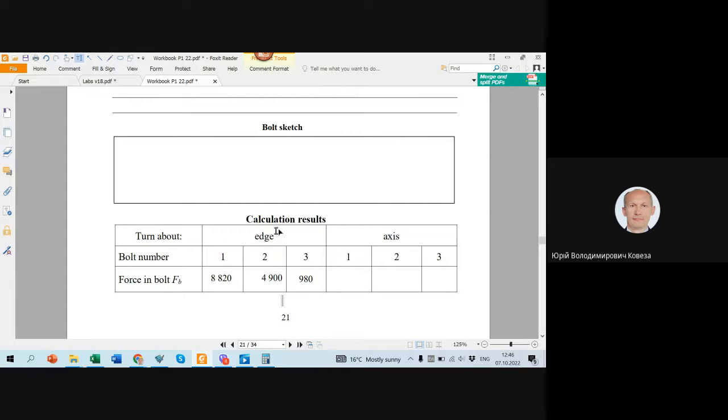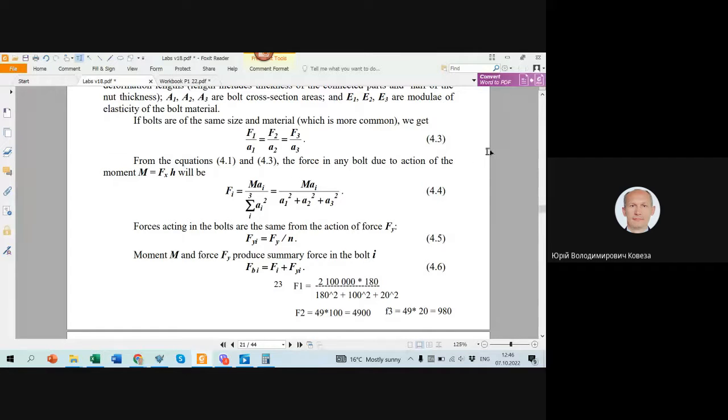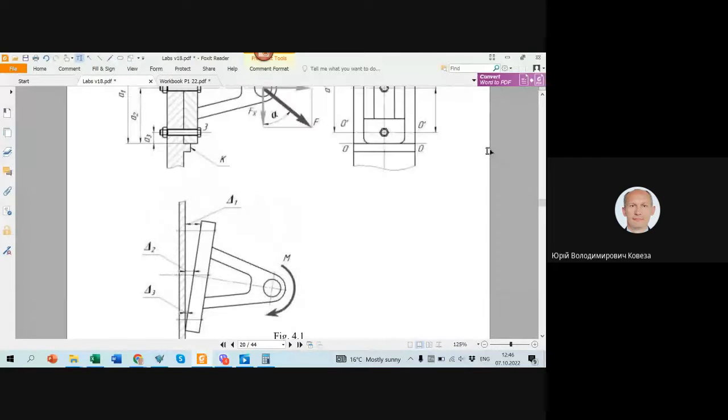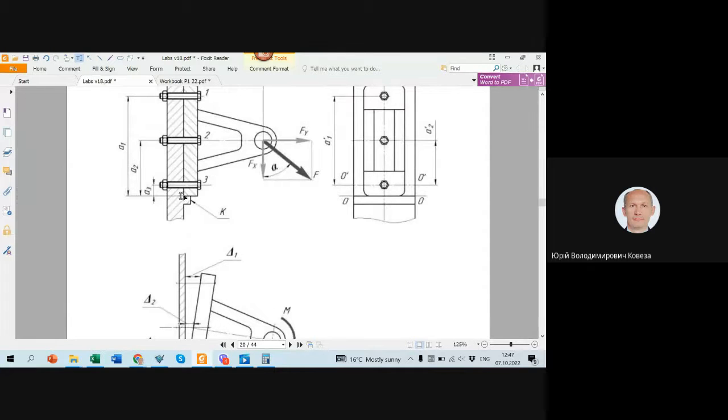It's the first variant when we have the edge, and another one, the axis. What does it mean, axis? Because we don't know where the correct place of the axis is, we consider the second variant, when the bracket turns about the axis of the lowest bolt. In such case, we can calculate forces if we know that A3 equals 0.